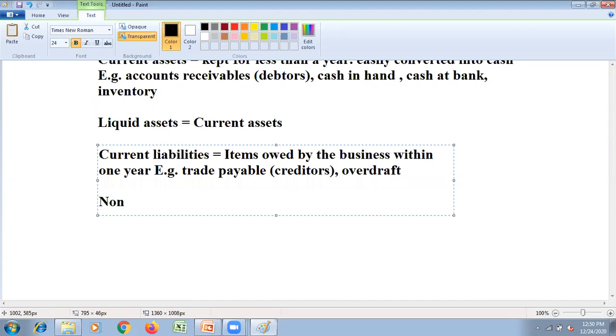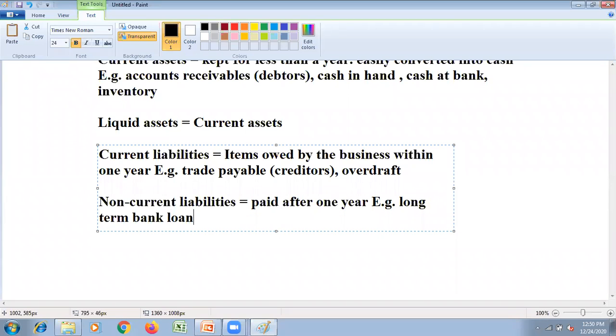Similarly, another name, long-term liability, and for long-term liability the new name is non-current liability. Non-current liabilities are the opposite of current liabilities, that is, items owed by the business but paid after 1 year. You have to pay it after 1 year. The examples could be, let's say, a long-term bank loan, and this is normally paid after 10 years.